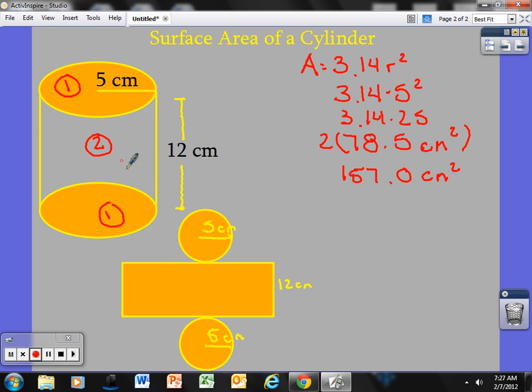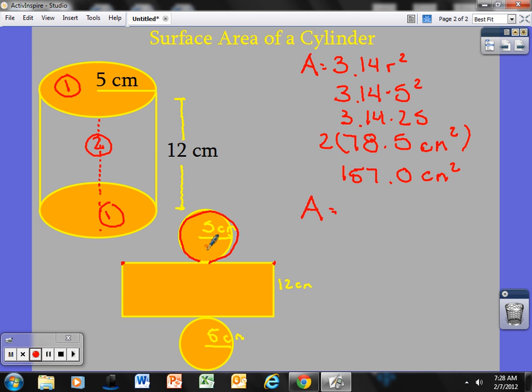Now I need to find the area of the rectangle. Many of us are saying, oh, area of a rectangle, easy, length times width. But hold on a second. When I unraveled this, I cut a seam down the middle of the circle and opened it up, and that's what gave me this rectangle. If we wrap it back up, the distance from here to here is really the distance around this circle. The distance around a circle is circumference. Remember that circumference is pi times diameter.